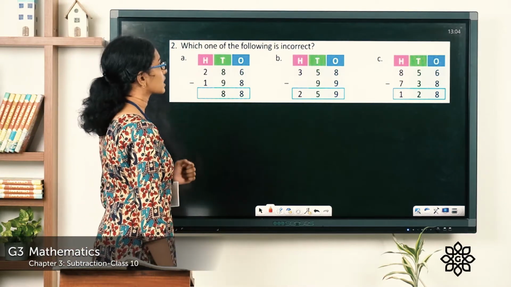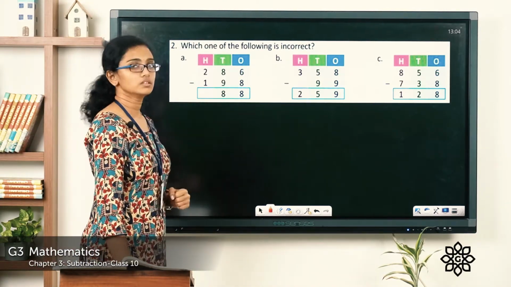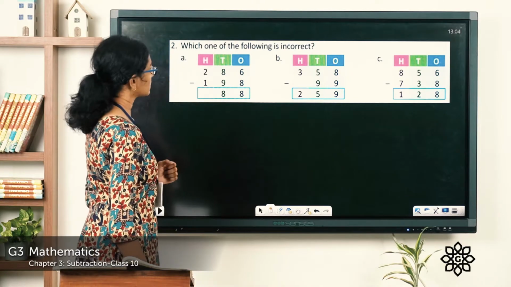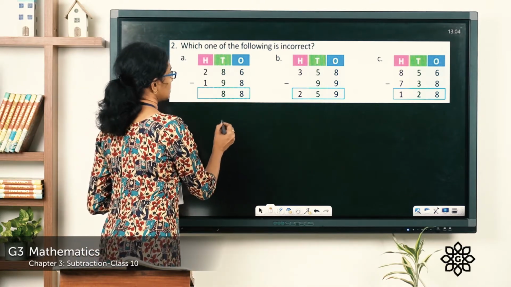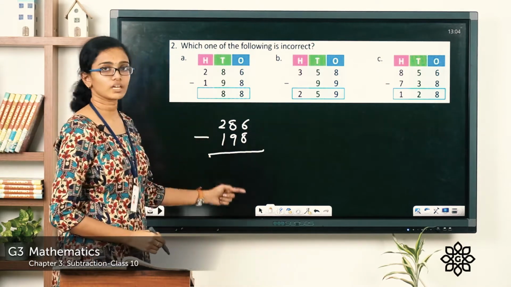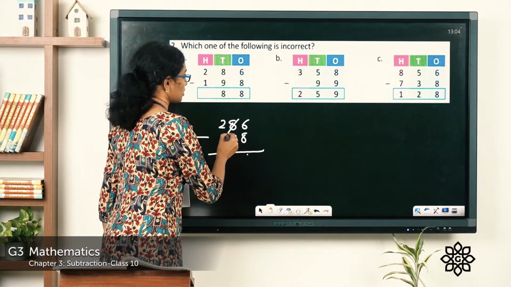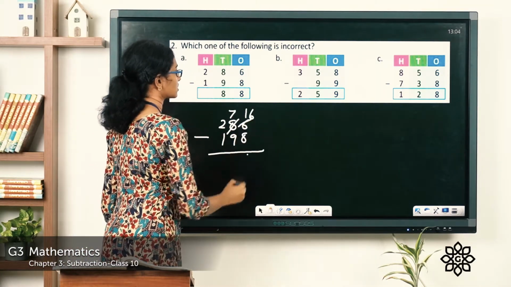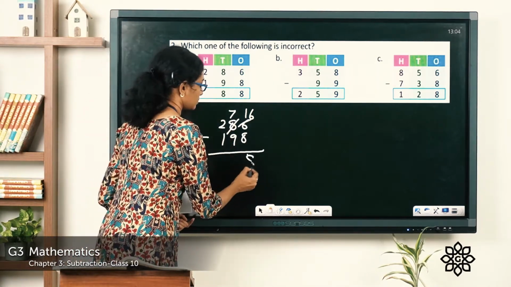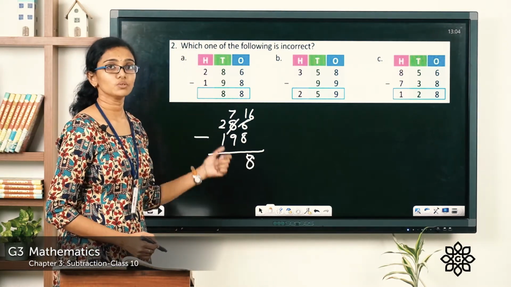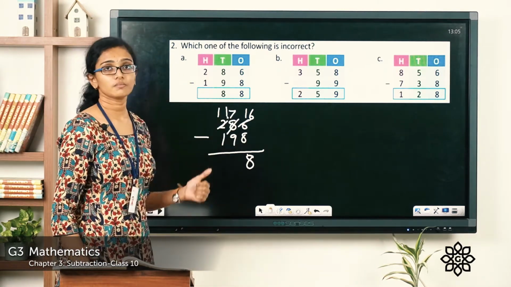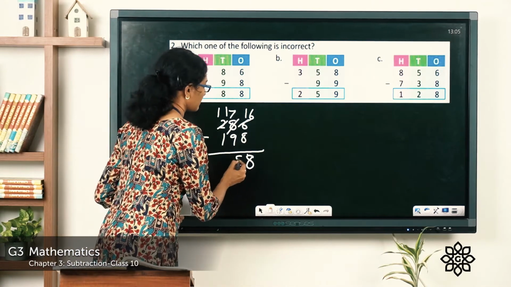Which one of the following is incorrect? And you are given 3 options. Let's check the first subtraction operation. 286 minus 198. Let's do the subtraction and check. So can we take away 8 from 6? No. So what do we do? We borrow and regroup, making the 6 ones as 16 ones. So 16 ones minus 8 ones give you 8 ones. Now 7 minus 9, we have to regroup. So that will make this one 1 and this one 17. What is 17 minus 9? It is 8.